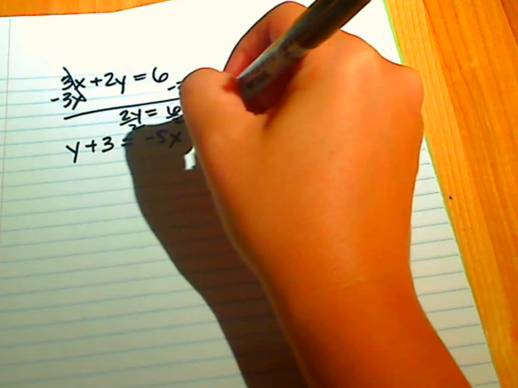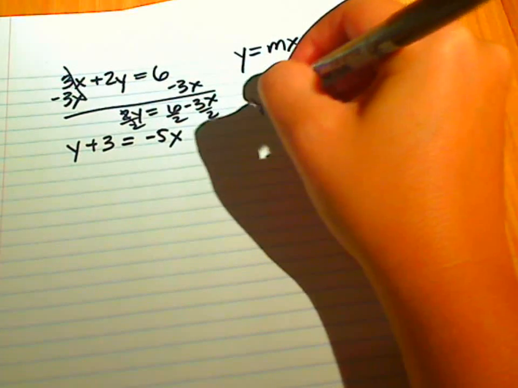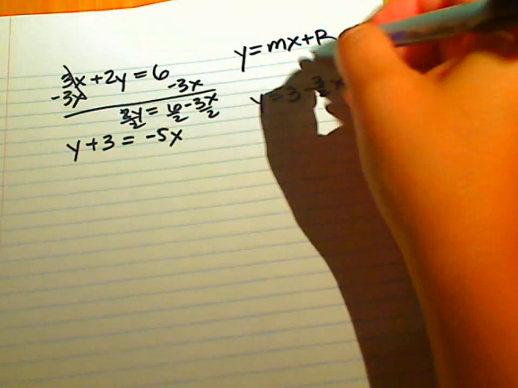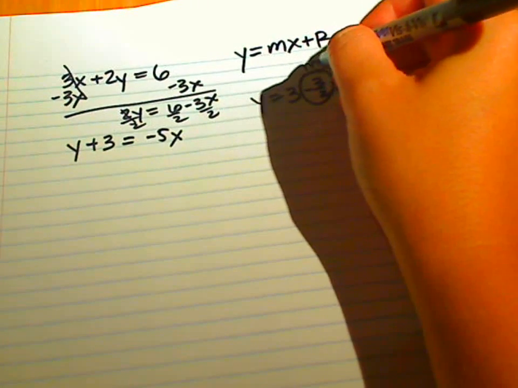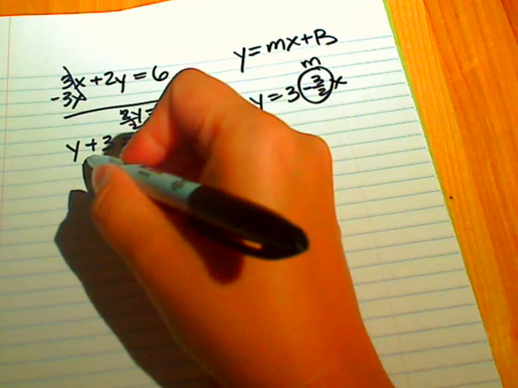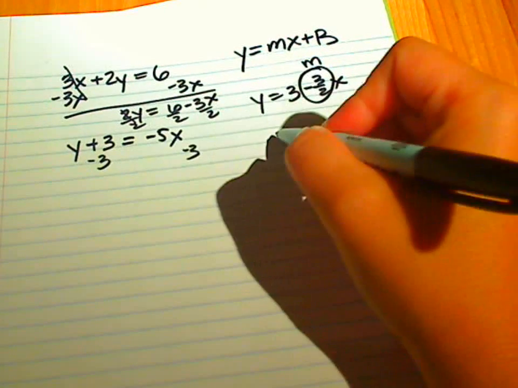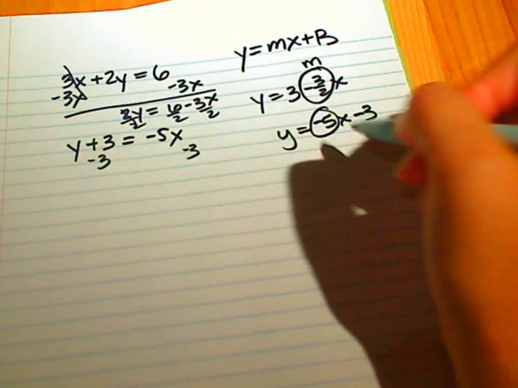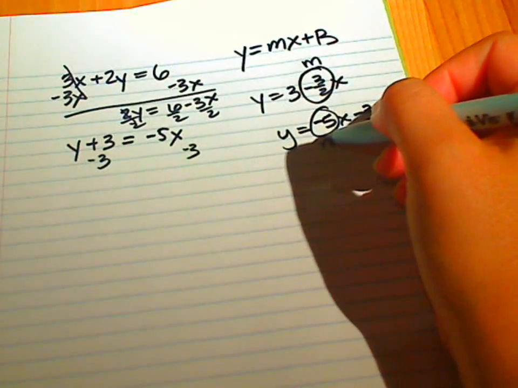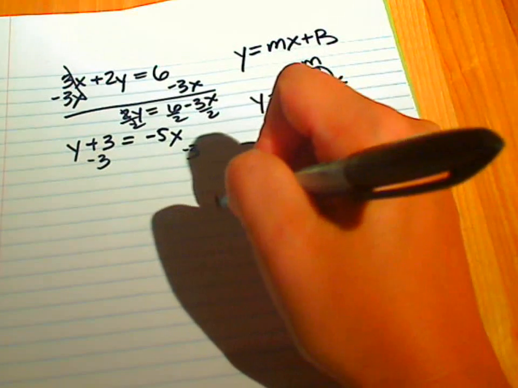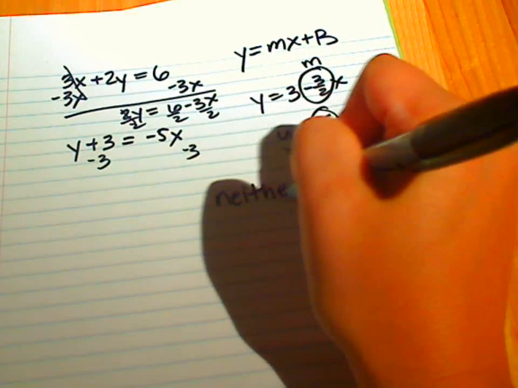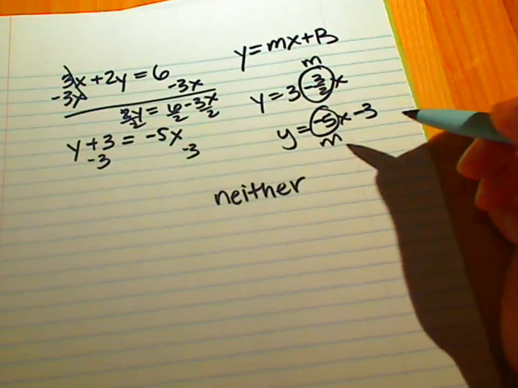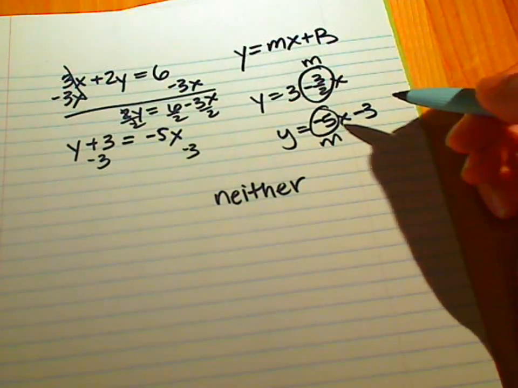Divide by 2, divide by 2, divide by 2. I have y equals 3 minus 3 halves x. So I can look at this and say, here's the slope of this one. For this one, I just subtract 3 and I get y equals negative 5x minus 3. Here's the slope of this one. They're not the same, they're not opposite reciprocals, so these two are neither parallel nor perpendicular. So try that sort of stuff for numbers 15 and 16.